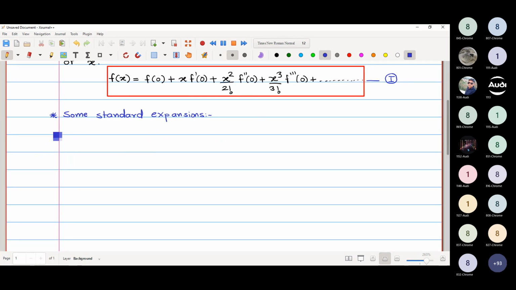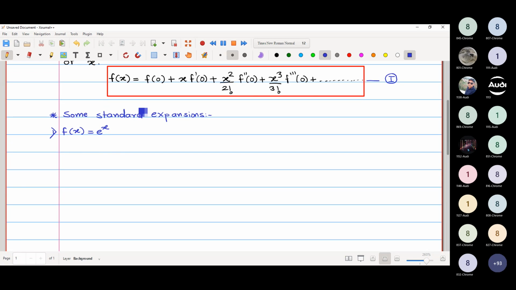So the very first expansion that we are going to see is f of x is equal to e raised to x. So what I want to do is write down this e raised to x in the ascending powers of x. With the help of Maclaurin's theorem, I'm going to do it.